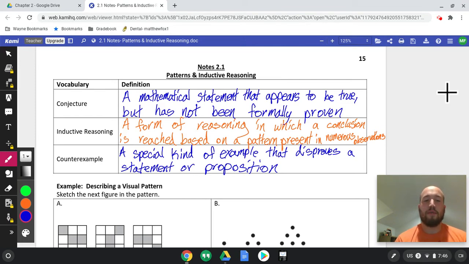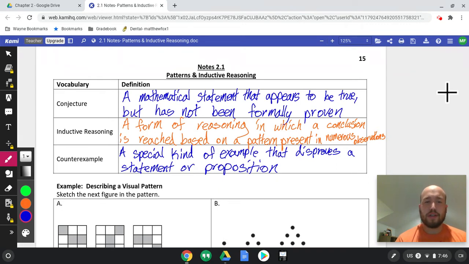Our second vocabulary word today is inductive reasoning. This is a form of reasoning in which a conclusion is reached based on a pattern present in numerous observations. Okay, so based on what you continue to see time and time again, you can use inductive reasoning to make some sort of conclusion.